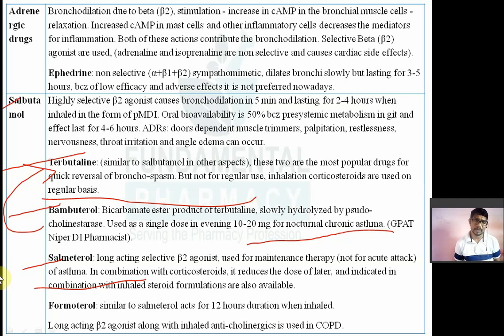Next drug is formoterol. So it is similar to salmeterol, and the duration of action is 12 hours. Inhaled long-acting beta-2 agonist along with inhaled anticholinergic are used in chronic obstructive pulmonary disease, meaning ipratropium bromide, tiotropium bromide, okay, used in COPD. A question can come on this in any way: what is the mechanism, which one is longer acting, which one is short acting, any question can come.